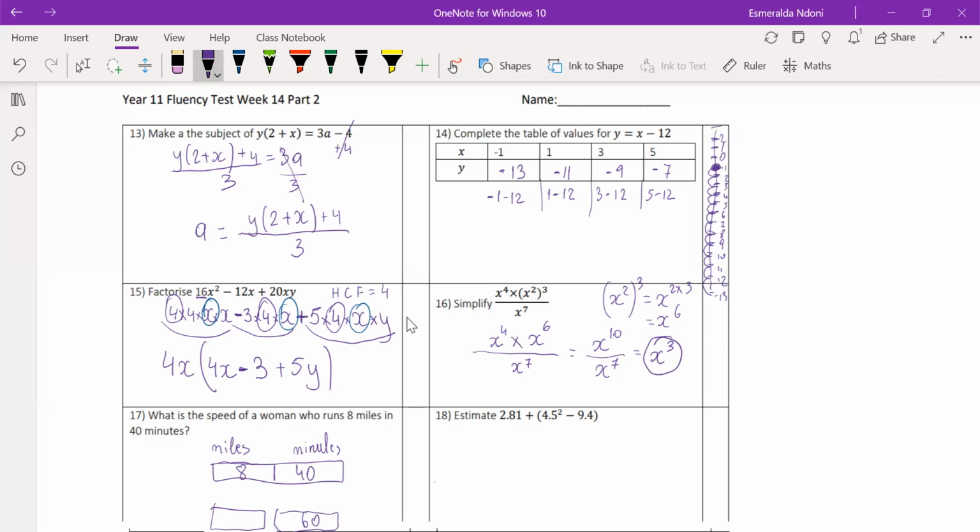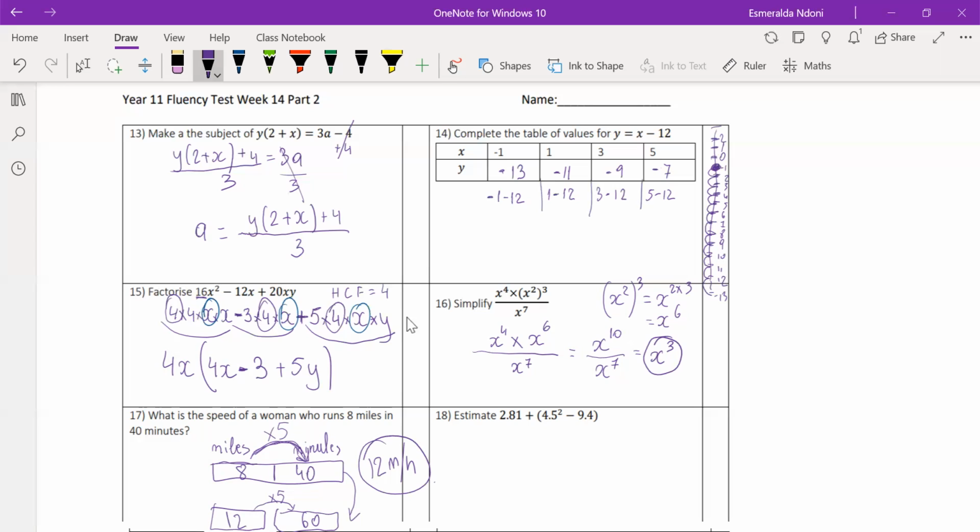It's difficult to go side to side. This is a little bit difficult because you need to find the middleman. However, you can do this connection. 8 to go to 40 is times 5. So what number do you need to times by 5 to go to 60? And that number would be 12. So your answer is 12 miles per hour. Don't forget, it's per hour, per 60 minutes.